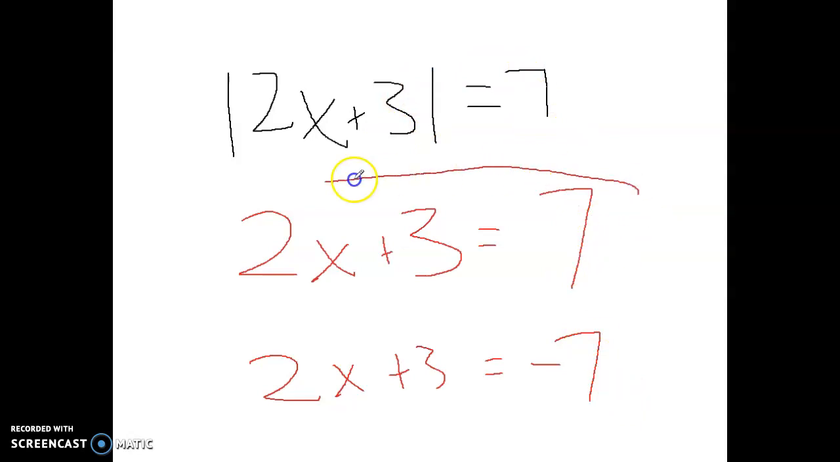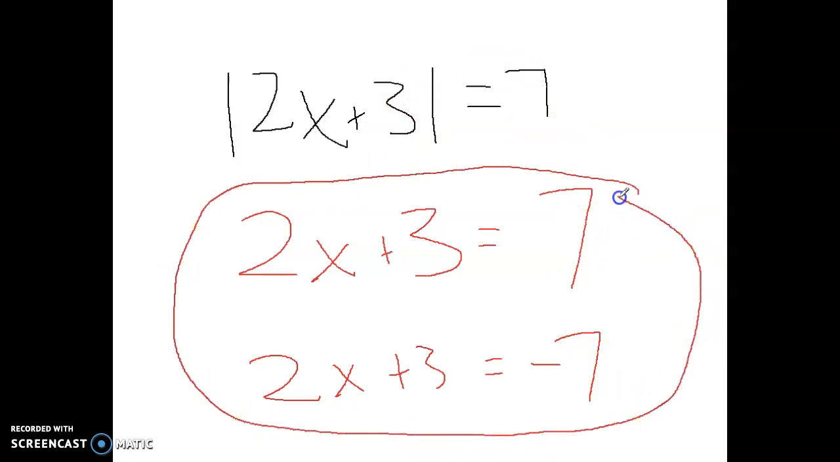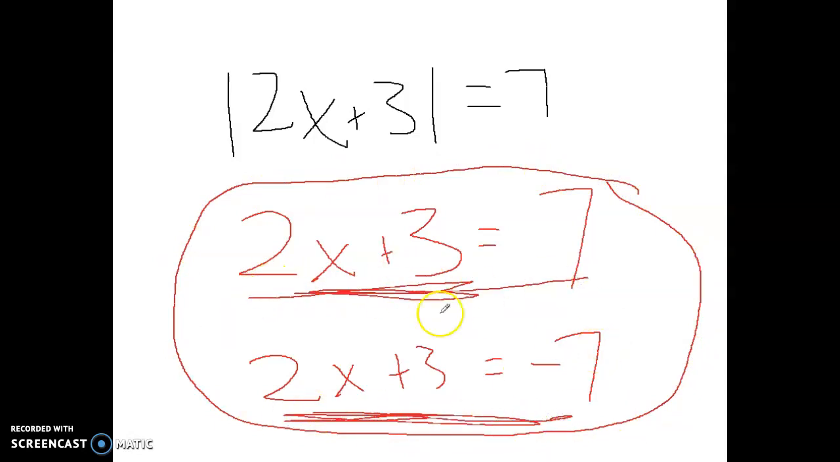So you have to solve, and I'll let you do this, but you have two equations to solve. You'll get two solutions, one when you solve this one, and the other option when you solve this one. And yeah, you can plug your solutions back into here, and you should get a 7 and a positive 7 when you plug them back in.